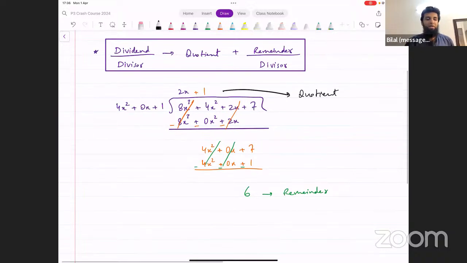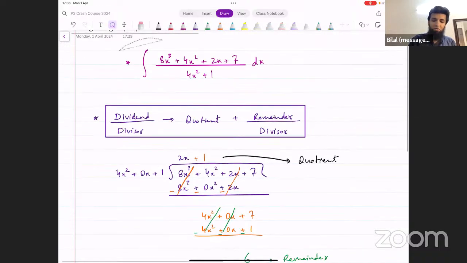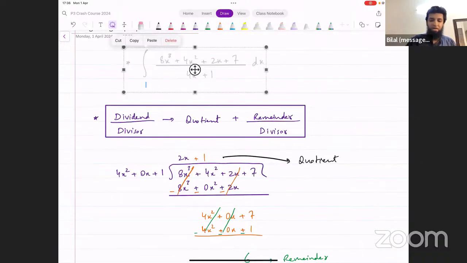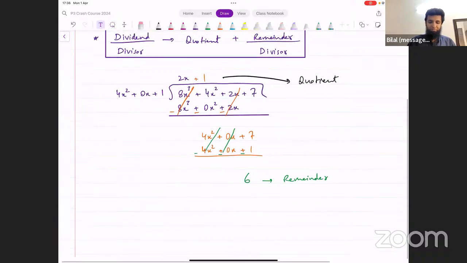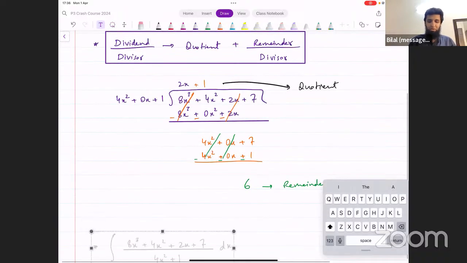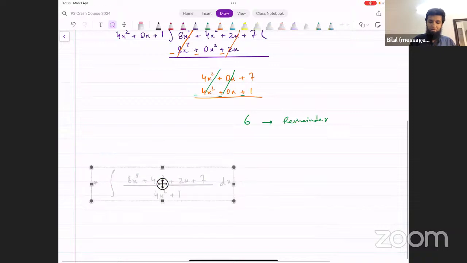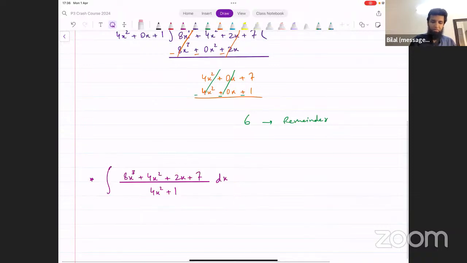Now we know dividend over divisor, that's the same thing as quotient plus remainder over divisor. So now what we can do is break this fraction down into two parts. This fraction could be broken down into two parts like this.